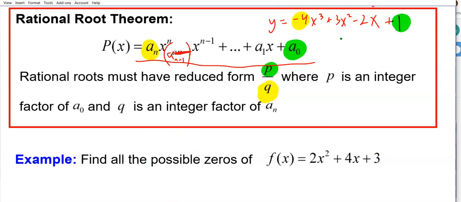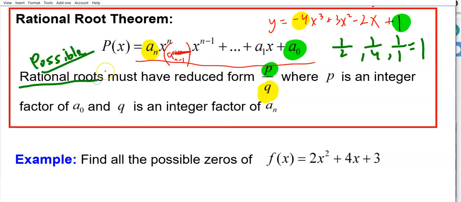So in this case, the possibles would be 1/2, 1/4, and 1/1, which, by the way, is just 1. So 1/2, 1/4, or 1 would be the three options that you could have. These list the possible rational roots. So you probably want to write that somewhere. It lists all the possible rational roots. It doesn't mean any of those, 1/2, 1/4, or 1, are actual solutions. In fact, I don't know if any of them are.